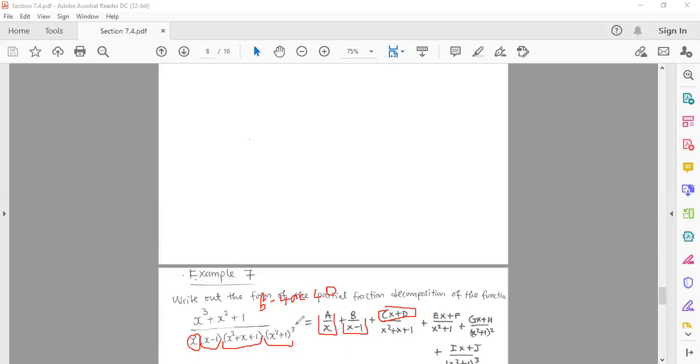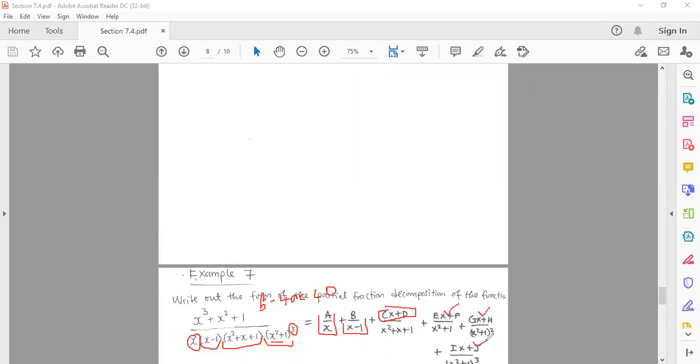But take note, it's repeated, it's to the power of 3, right? So it means we have A, B, C, D, we move to E. So Ex plus F, remember this is raised to the power of 1 there at the bottom. You keep going, Gx plus H, x squared plus 1 to the power 2, Ix plus J, x squared plus 1 to the power of 3. Remember, once it's raised to the power of 3 means we need to see 3 different terms, all right? And because it's irreducible, it means you're going to have a linear function in all of those cases at the top.